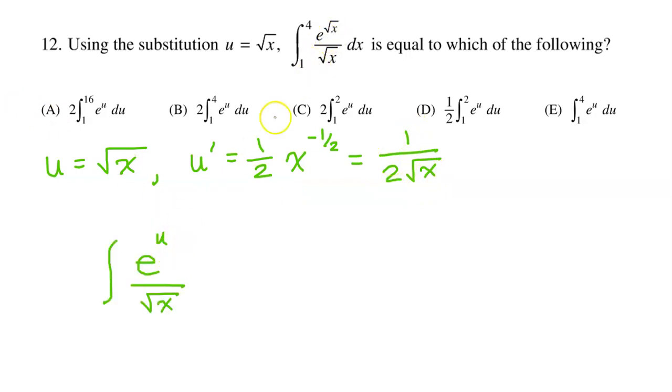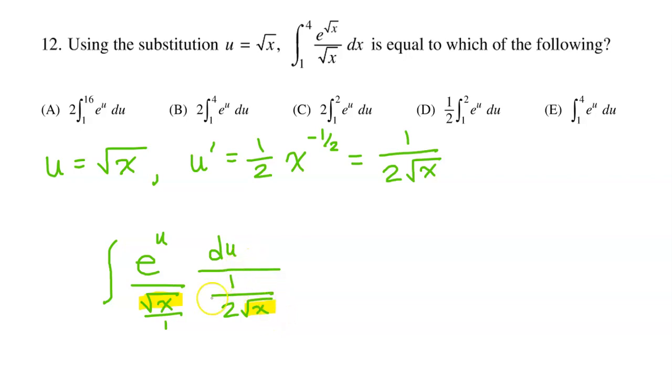Performing the substitution, we write e to the u over the square root of x, but instead of dx, we write du divided by u prime. So that's du over 1 over 2 radical x. If we multiply straight across, we notice that the radical x and this radical x cancel each other out. This is sort of like radical x over 1, and this is 1 over radical x, so you can see that they will cancel each other out.